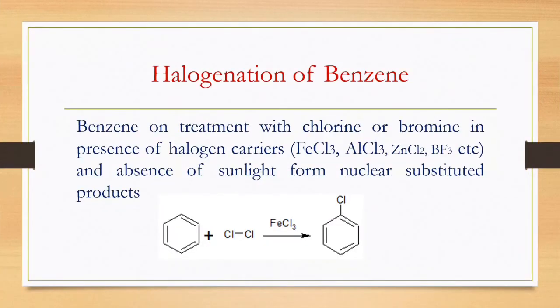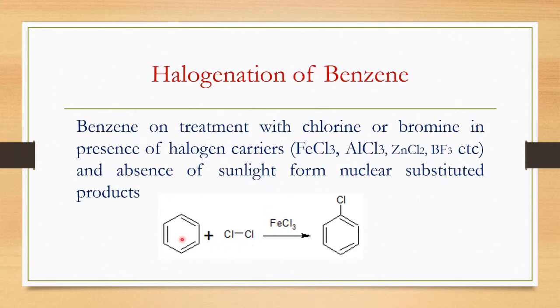Now we will discuss halogenation of benzene. Benzene on treatment with chlorine or bromine in the presence of halogen carriers like FeCl3, AlCl3, zinc chloride, BF3, etc., and in the absence of sunlight, will form nuclear substituted products. An example is benzene plus Cl2. In the presence of this catalyst FeCl3, it will form chlorobenzene. This FeCl3 is used for the polarization of this Cl2.